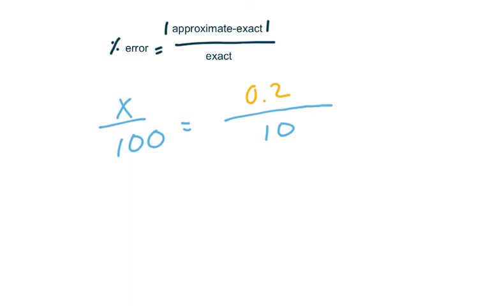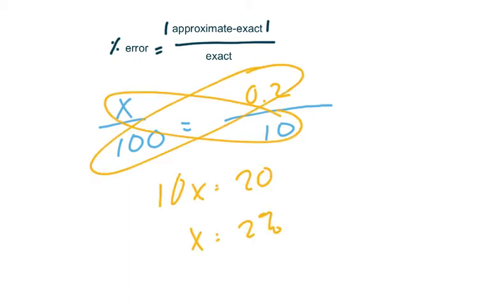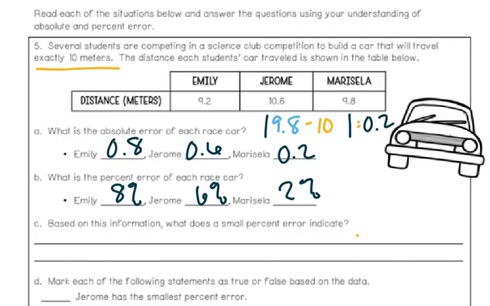Now I can use my cross products to solve for percent error. After cross multiplying, I find that my error is 2%. Now that we have each person's percent error, we can start to answer some of these questions.